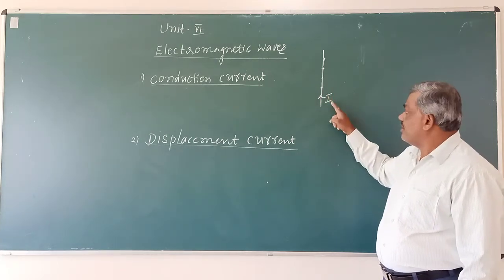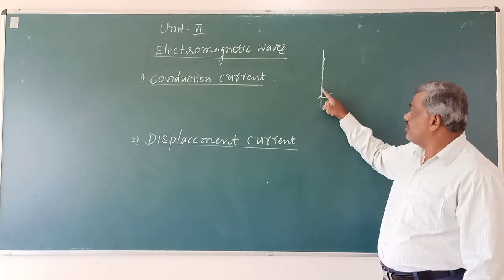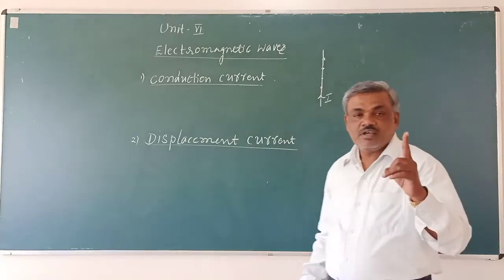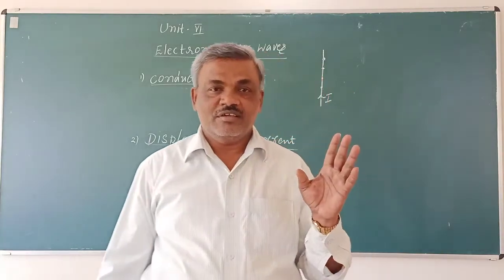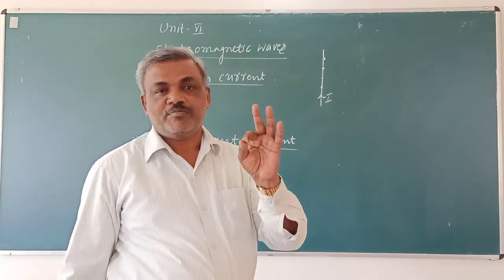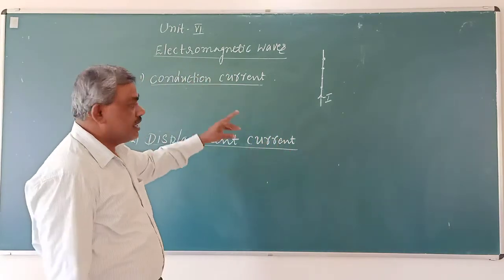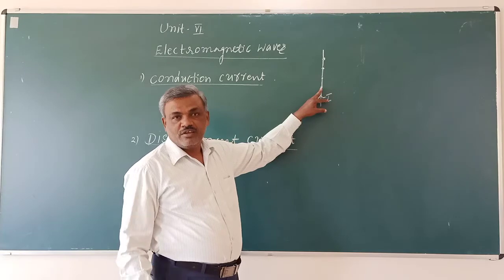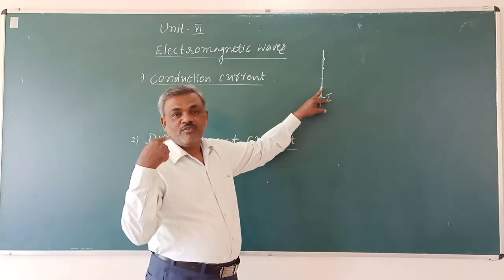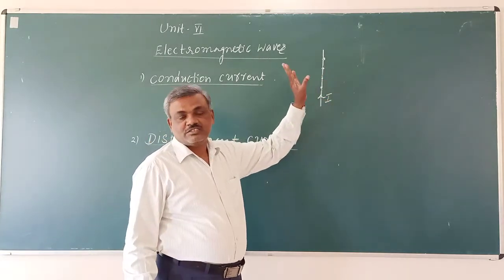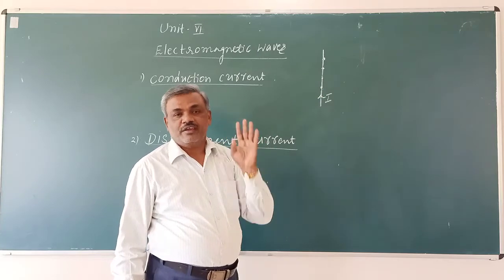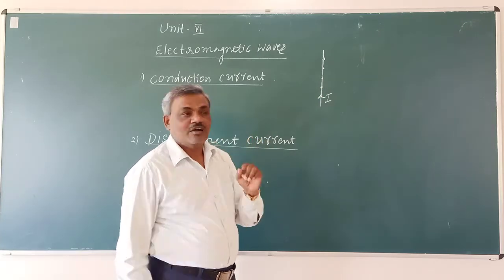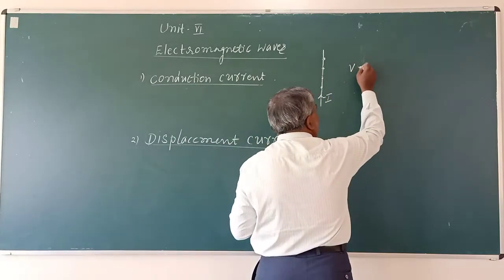The electric current carried by the conductor due to a flow of electric charges is called conduction current. It is a very important statement, the definition of electric conduction current. Conduction current obeys Ohm's law. So V equal to IR.